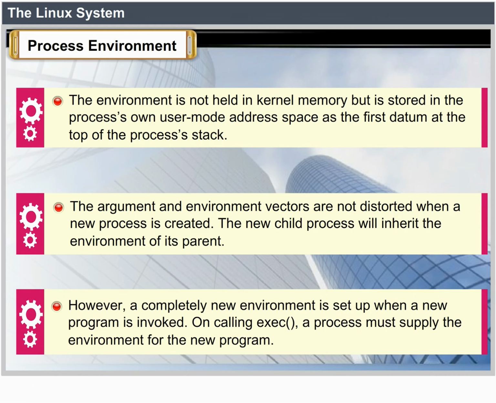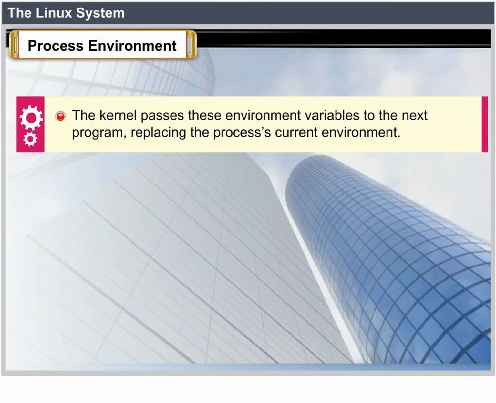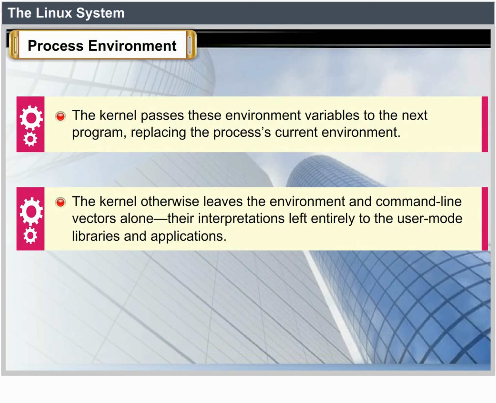However, a completely new environment is set up when a new program is invoked. On calling the exec function, a process must supply the environment for the new program. The kernel passes these environment variables to the next program, replacing the process's current environment. The kernel otherwise leaves the environment and command line vectors alone, their interpretations left entirely to the user mode libraries and applications.